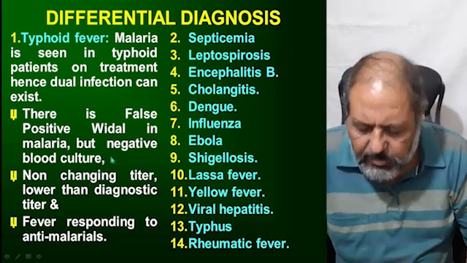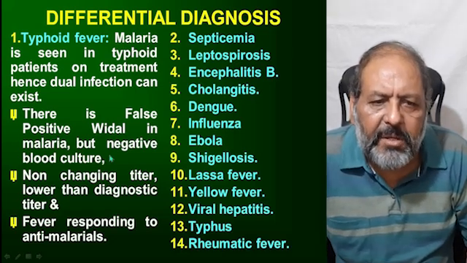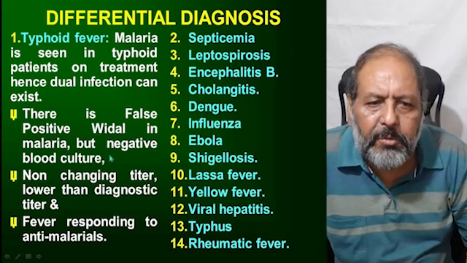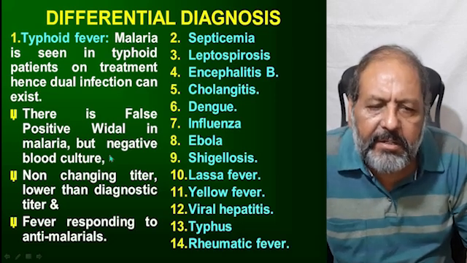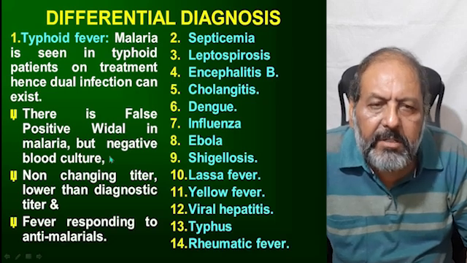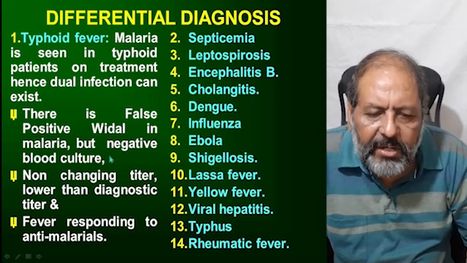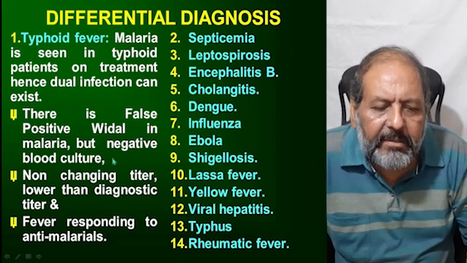Others have to be ruled out from the other diseases. These are septicemia, leptospirosis, encephalitis B, cholangitis, dengue, influenza, Ebola, shigellosis, Lassa fever, yellow fever, viral hepatitis, typhus, and rheumatic fever.